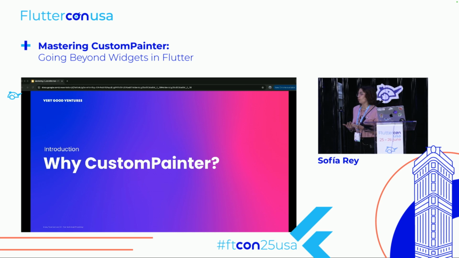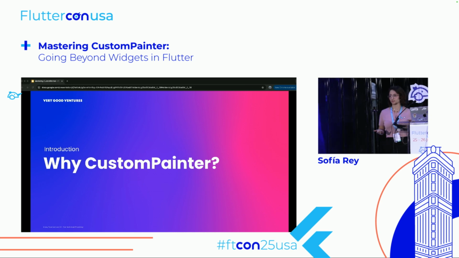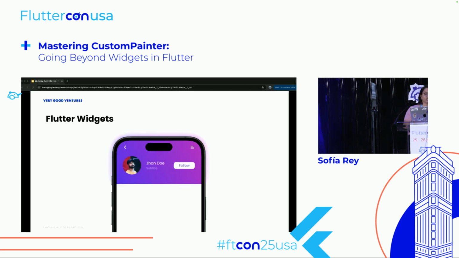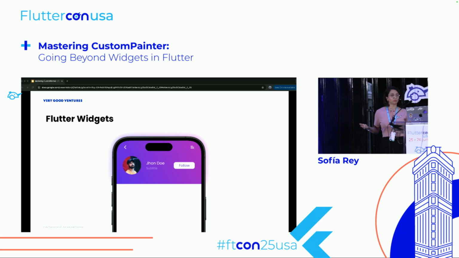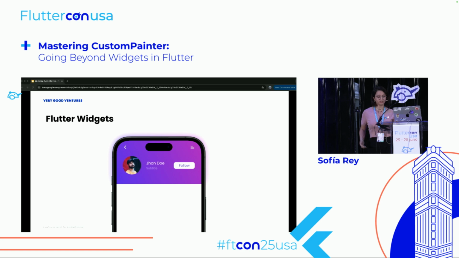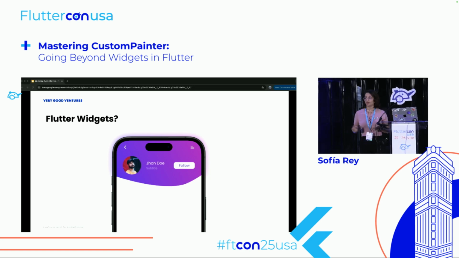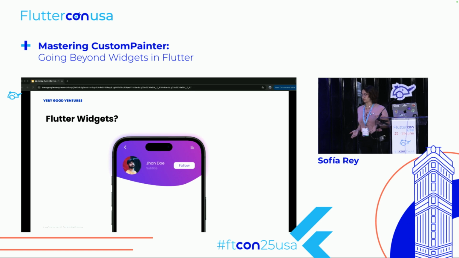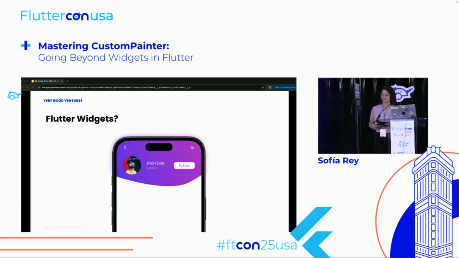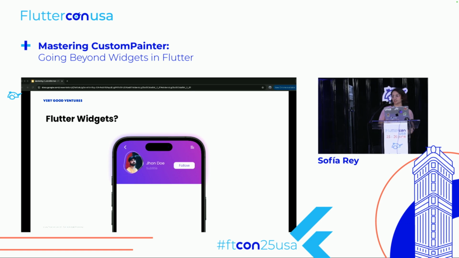First, let's see why it's important to know anything about CustomPainter, right? So imagine the designer asks you to do this UI. Looks pretty doable with Flutter widgets, right? But then they have the great idea to add this. And how do we do that with Flutter widgets? Well, it's not so easy. Or what if Sean's picture suddenly has to look more organic?